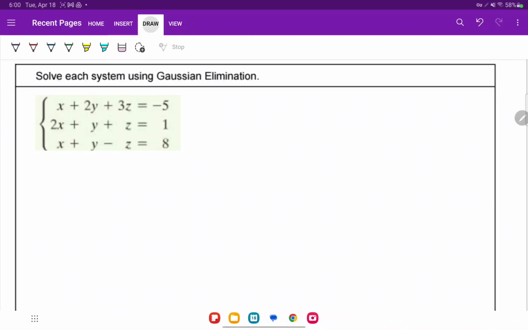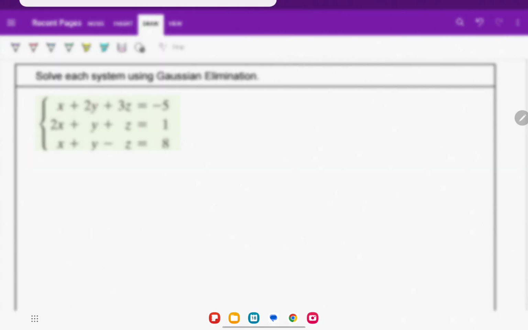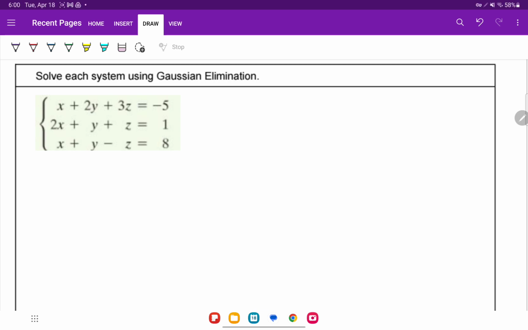The Gaussian problems to work on for the test. First thing we want to do is convert it to its augmented matrix. So let's go and do that real quick. So we use our coefficients 1, 2, 3, -5, 2, 1, 1, 1, and then 1, 1, -1, and 8.